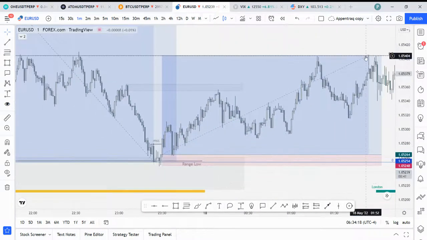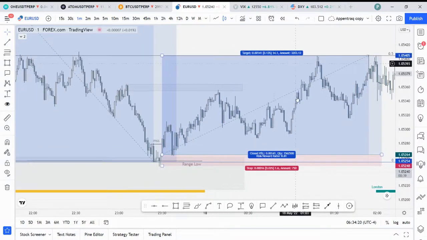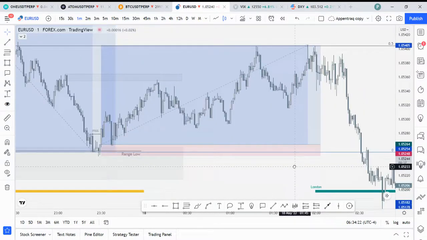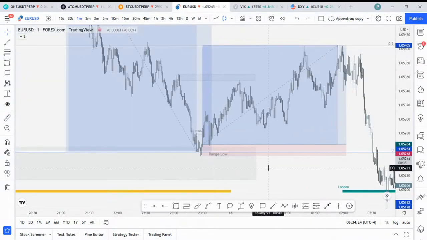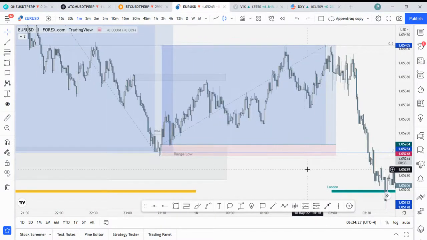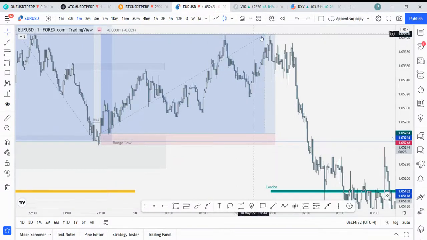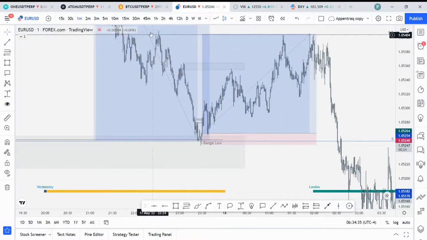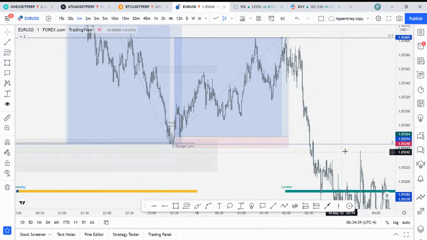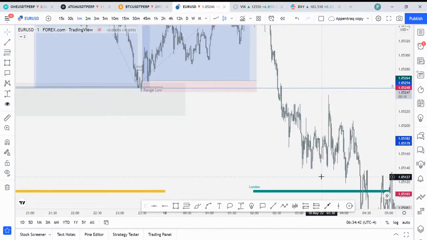And I targeted this high. I just placed my order and I slept. I just woke up and I saw that the trade had been closed in profit. And then price rejected from the midline. Like I said, you want to see rejection from the midline. And then what happened? Price continued down.